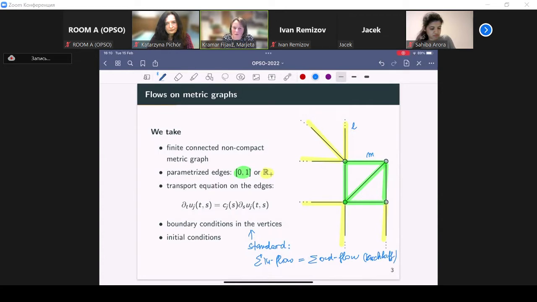This is an example of conditions, and usually one needs to add something else. One needs to add some distribution rules. For example, if we say something is flowing here, then we have to say 1/3 goes here, 1/3 here, 1/3 here, for example. So these are the so-called standard rules, but one can also take something else. And we also need some initial conditions to have the whole problem. And of course, our main question is, when is such a problem well posed?